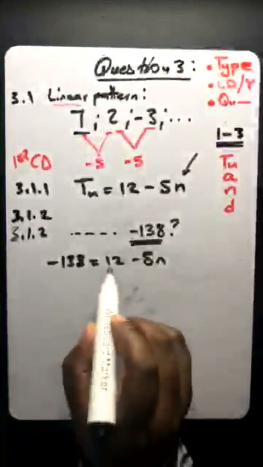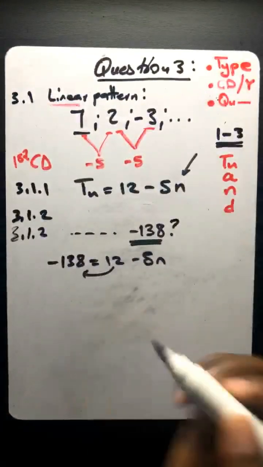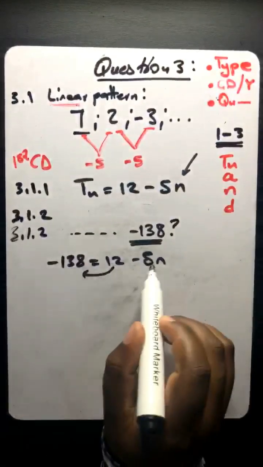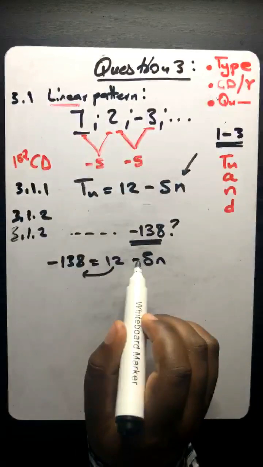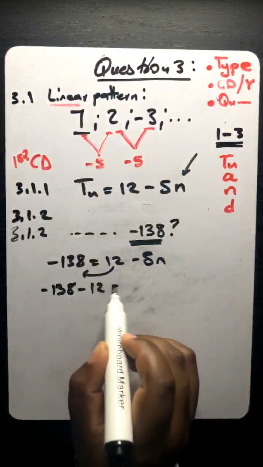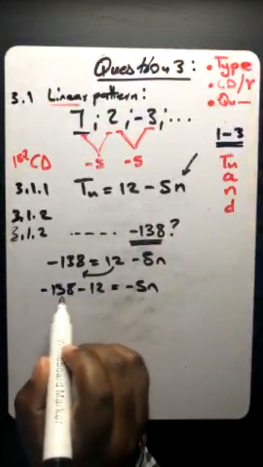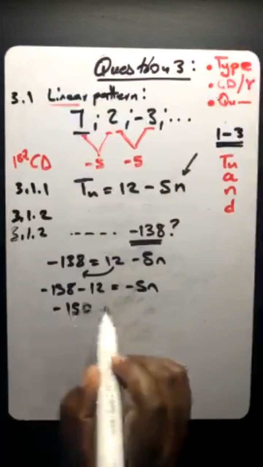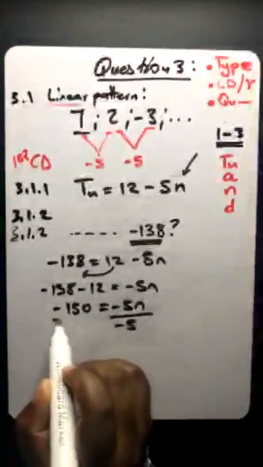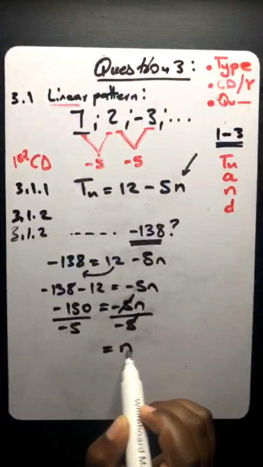Okay, so let's see. I'm sure someone is done there. Whichever way you do it, it's either you take this to the other side or you take n to the other side. Doesn't really matter. Okay, let's see. Negative 138 minus 12 equals negative 5n. What is that? It makes it negative 150, I think. And then you divide by negative 5 on both sides so that it cancels, and you just remain with your n, which equals that.